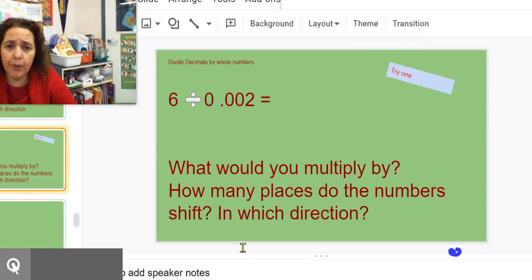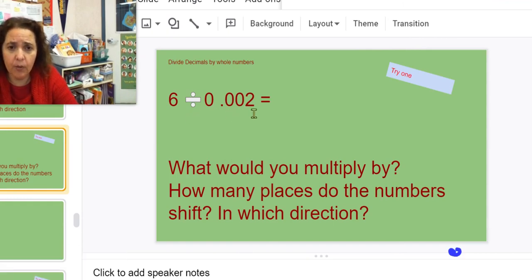Okay, you try this one. 6 divided by 2 thousandths. What are you going to multiply by? How many places are the numbers going to shift and in which direction? You can do it either way or both ways. Okay, go ahead and solve it and then come back to me when you're done.